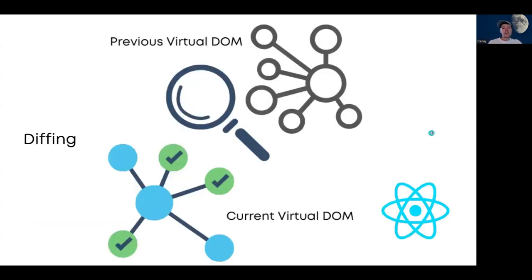So you can imagine it kind of like this, right? You have a previous version of the virtual DOM stored in memory. You have the current version of the virtual DOM, and then each one is analyzed to figure out where changes occurred, right? And what those changes are.